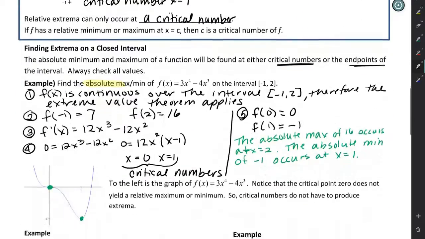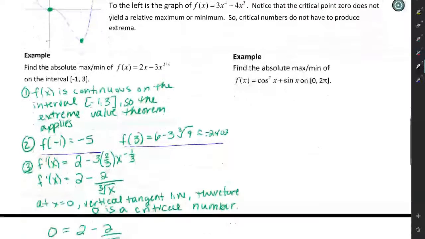We ran out of time for our last example today in class, so I want to go ahead and do that for you here. Find the absolute max or min of f of x equals cosine squared x plus sine of x on the interval 0 to 2 pi.